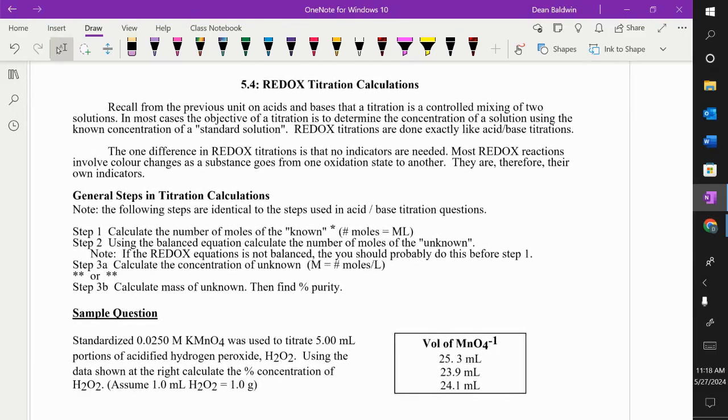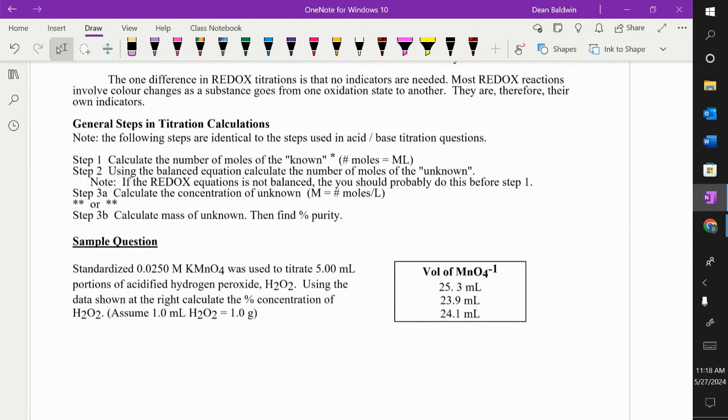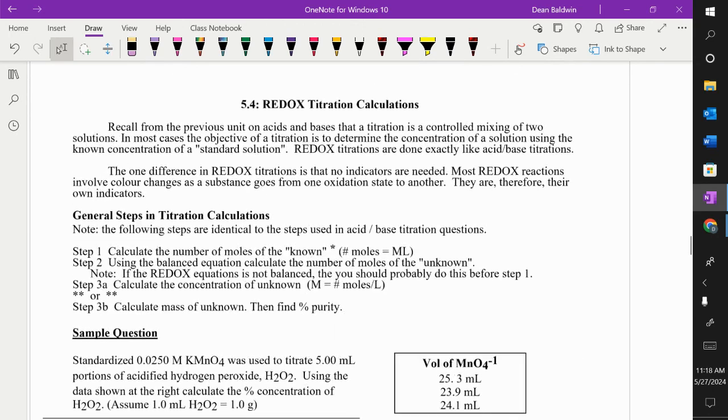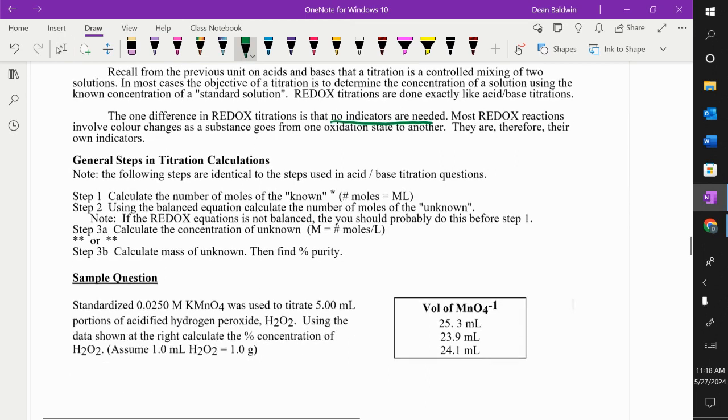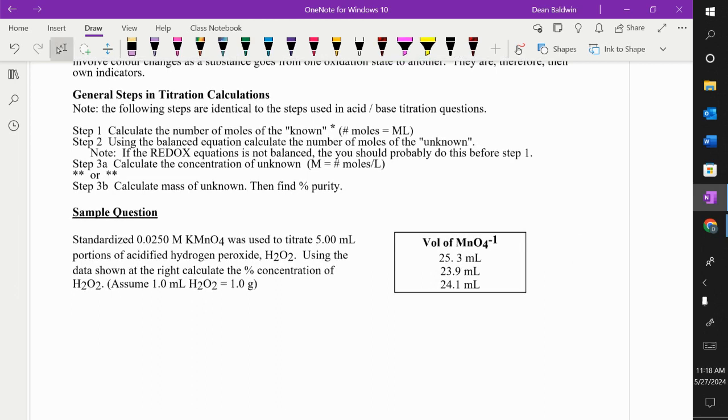We're going to do 5.4 after 5.5 because that way we can create the equations to do redox titration. Everything else is the same. It's just generating the equations is a little different. Also in redox titrations, you don't really need indicators because usually when you change the oxidation state, you get a different color change. So it's fairly easy to see the end point of this titration.